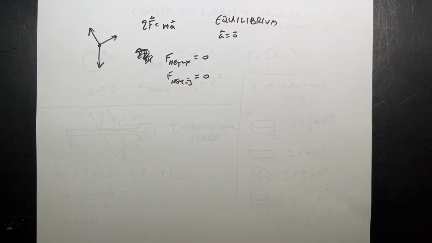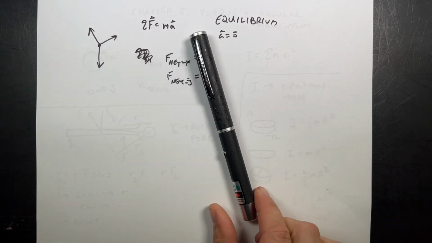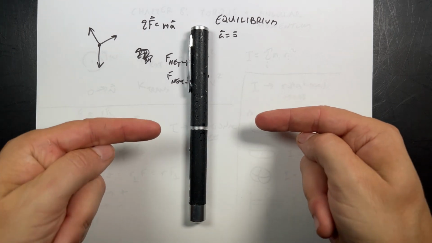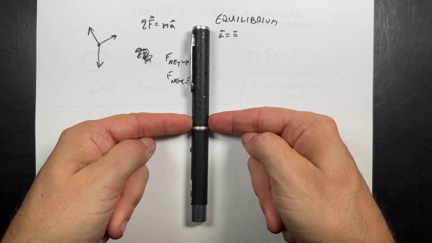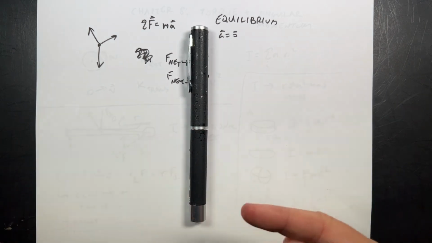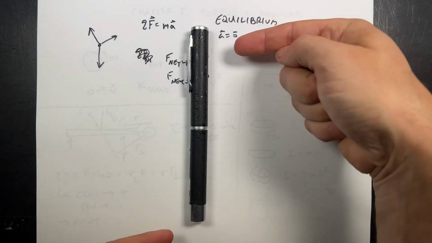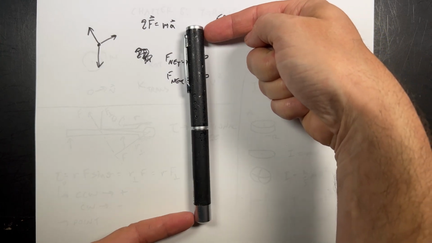But suppose I'm going to use this laser pointer because I have it out right there. Suppose I have this laser pointer right here, and I push with equal and opposite forces like that. Then it stays at rest. It's in equilibrium. Everything's fine. But now what if I push with the same forces like here?